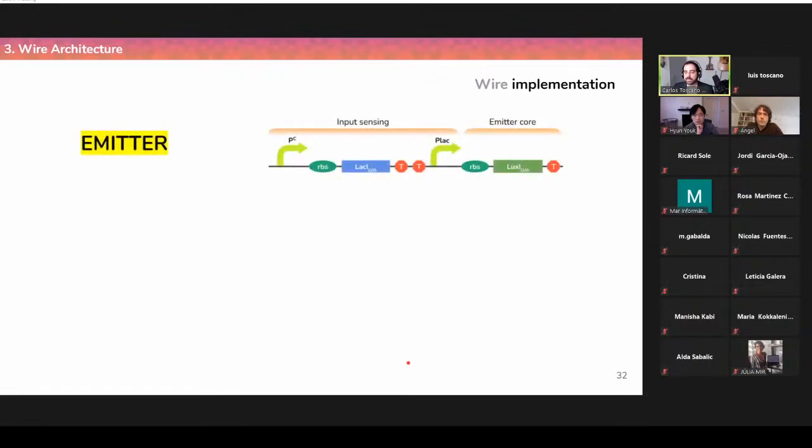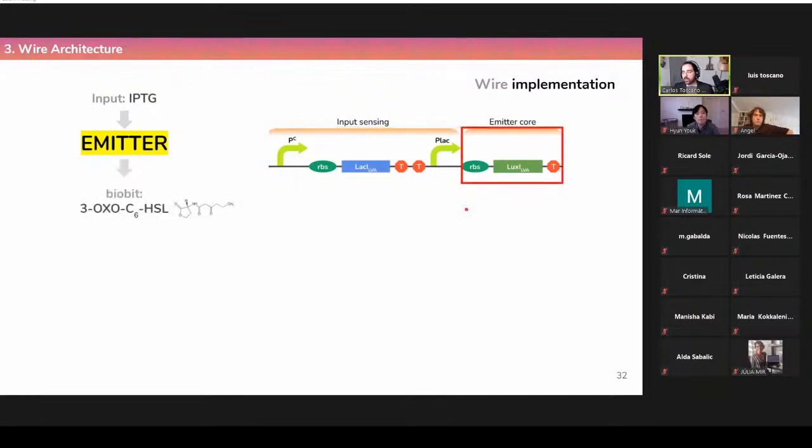Now, for the specific wire implementations, I choose LacI as the input sensing system. So the emitter strain will interpret IPTG as input and will produce the biobit 3-oxo-C6 HSL with the gene LuxI.